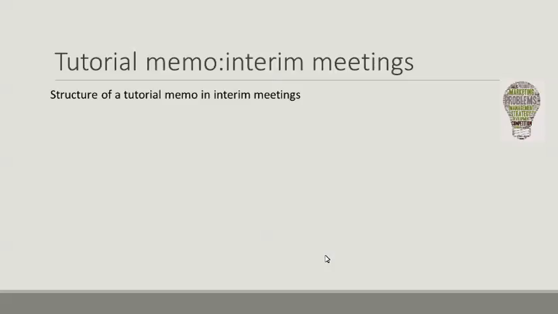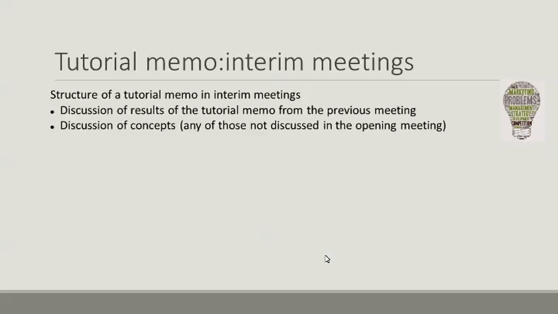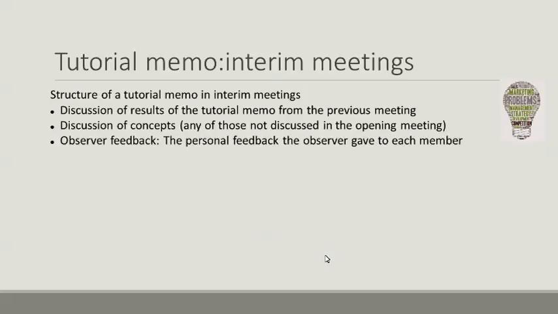Interim meeting memos should include a discussion of the results of the tutorial memo from the previous meeting, discussion of concepts, any of those not discussed in the opening meeting, the observer feedback, in other words, the personal feedback the observer gave to each member, and keywords of the main topics covered in the problem-based meeting.